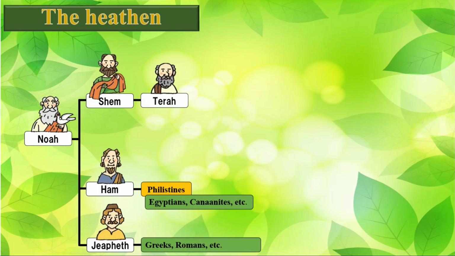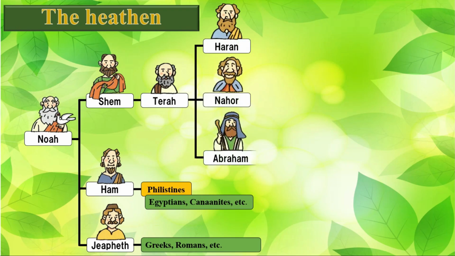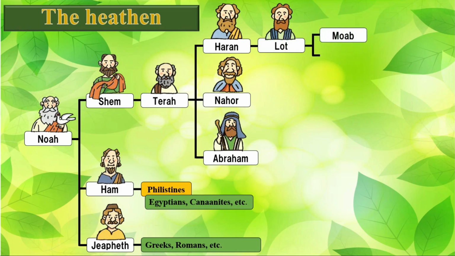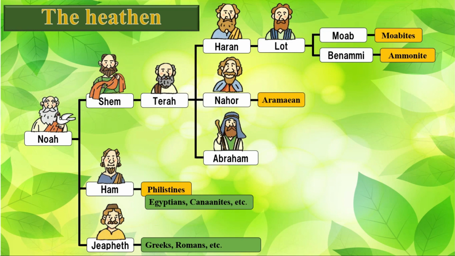Terah's children included Haran, Nahor, and Abraham. Lot was a descendant of Haran. Moab was a descendant of Lot, and the descendants of Moab became the Moabites. Ben-ammi was a descendant of Lot, and the descendants of Ben-ammi became the Ammonites. The descendants of Nahor became the Arameans.